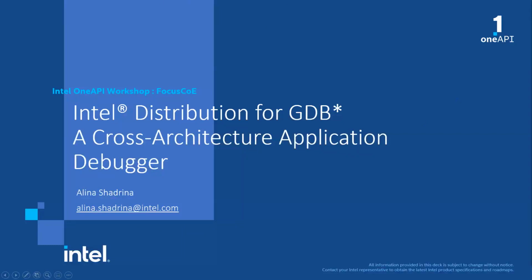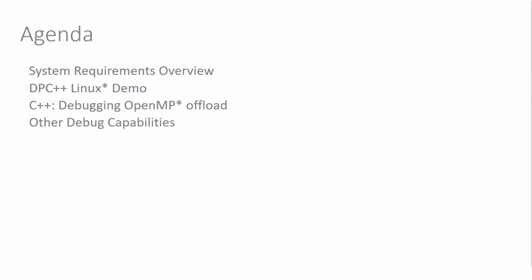Great. So okay, today we are going to talk about the Intel application debugger, and we will learn how to debug heterogeneous applications on Intel platforms. And we will cover two topics: OpenMP offload and DPC++ application, because both of them are targeted to GPUs.